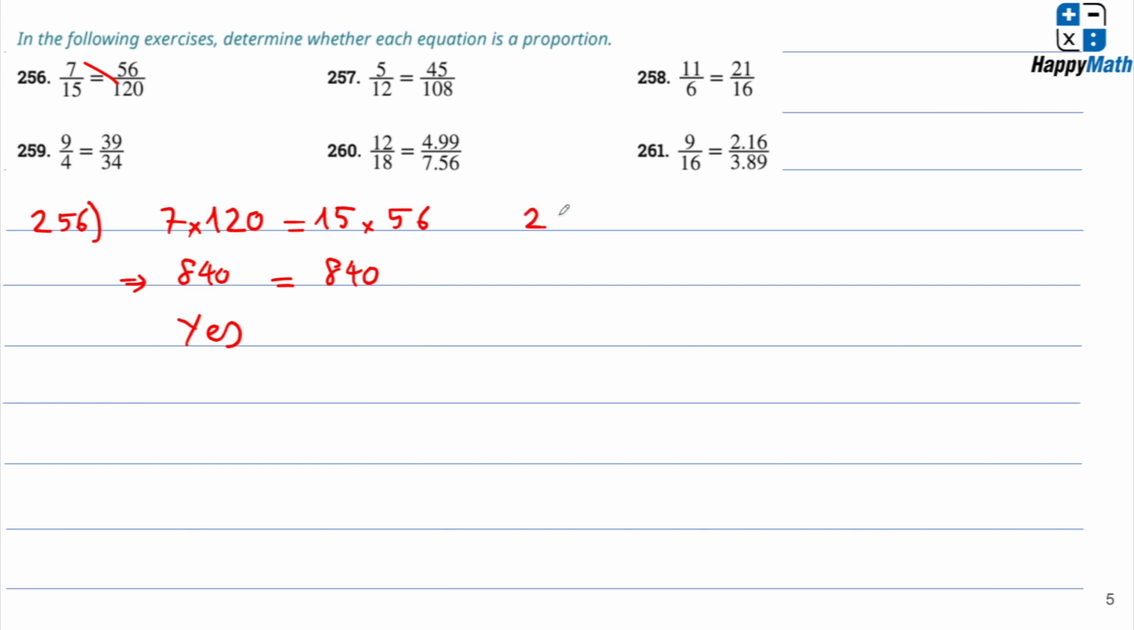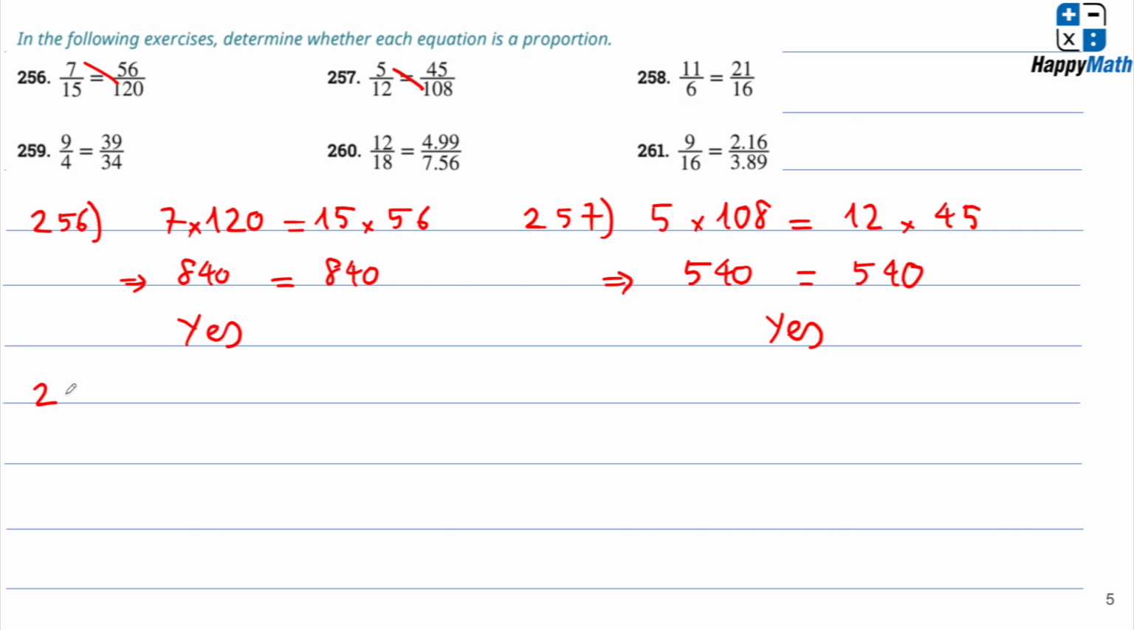About 257, 5 times 108 across has to be equal to 12 times 45. Is that true or false? Yes or no? We got here 540, and the other side will be 540. Okay, yes, this is also a proportion.